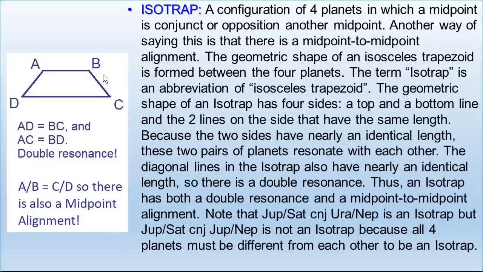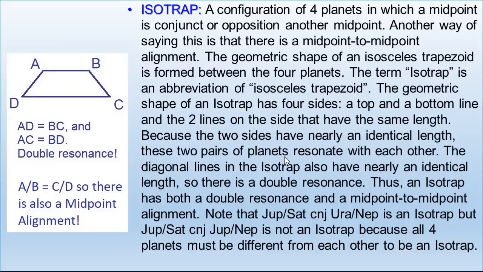Another description of an isotrap is that it's a midpoint to midpoint alignment. It sounds like two completely different descriptions. One is talking about angular distances being the same. Another is talking about midpoints being aligned. That sounds like two completely different things, but it's actually the same identical thing.